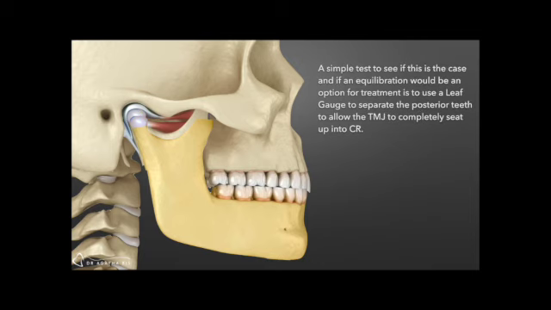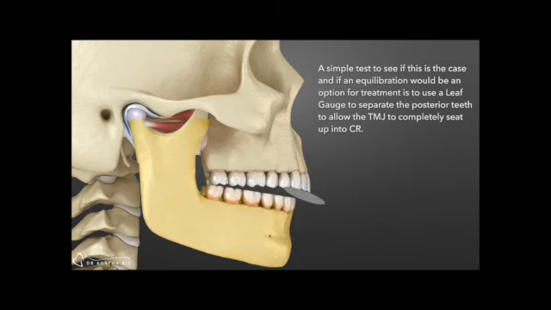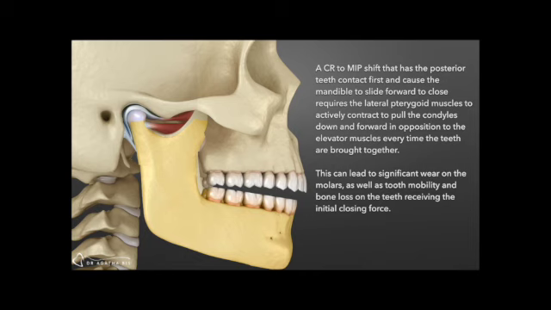So a really simple test to see if this is an equilibration case in a healthy joint, or if you would be doing an appliance, is to basically test this patient with a leaf gauge and separate the posterior teeth to allow the TMJ to completely seat up into CR. So place the leaf gauge in. These are old slides, so they're a little bit rougher, but the concept is the same. So place the leaf gauge, seat the condyle, relax the pterygoid muscle, and now you can find out whether there's a shift from CR to MIP.